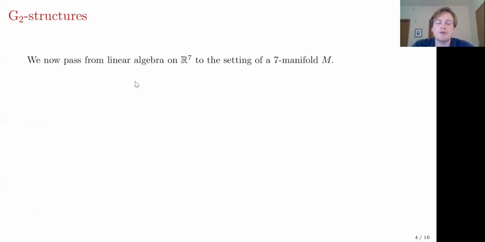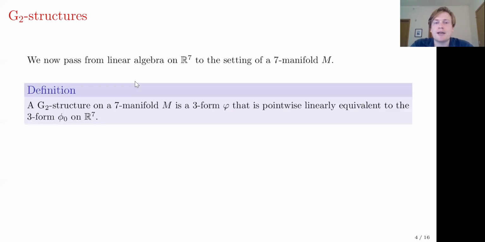In the same way that we define a Riemannian manifold to be a manifold that has a positive definite inner product at each point, we're going to define a G2 structure to be a 7-manifold that has a 3-form phi that at each point looks like the 3-form phi0 on R7. So we can always at a point pick a coframe in which our 3-form phi on the manifold looks exactly like the 3-form phi0 on R7 that we just defined using the imaginary octonions. So we've transplanted the linear algebra that's happening on R7 to the setting of a 7-manifold M.